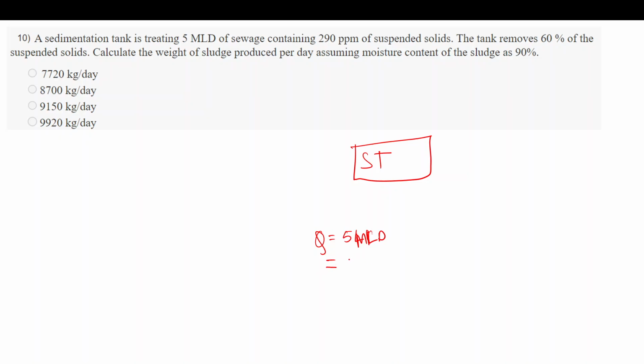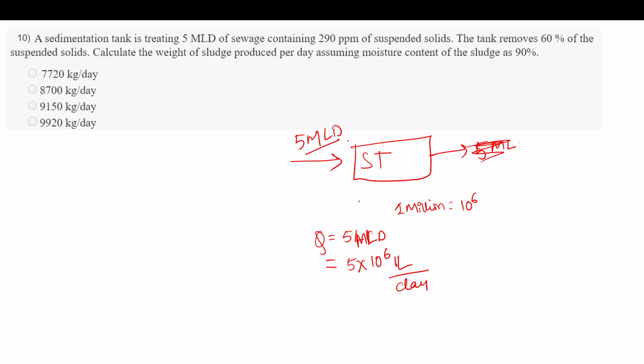1 million is 10 to the power 6. So it is treating 5 into 10 to the power 6 liters of wastewater in 1 day. That is its meaning. This is the inlet, 5 MLD. Now this wastewater contains 290 ppm suspended solids. So the concentration of suspended solids is 290 ppm.